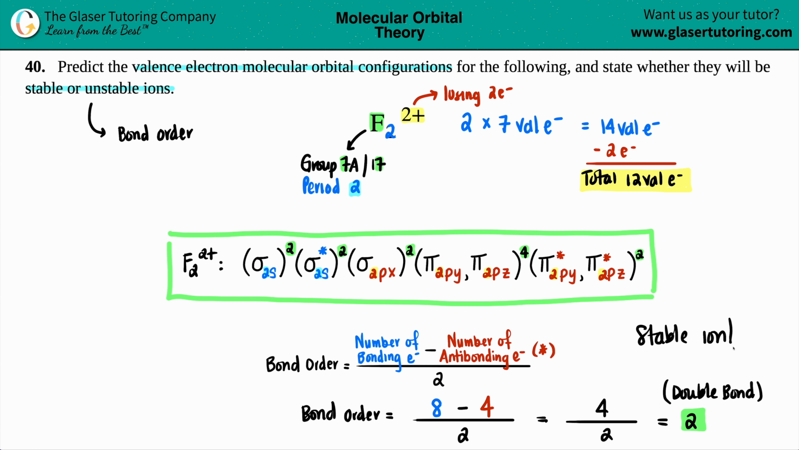Just to put it into perspective, what an unstable ion would look like is when you do find the bond order, you would get a bond order of 0. And if a bond order equals 0, that means that there was no bond made. And if there's no bond that's made, chances are it's pretty unstable. It's not going to bond. And that's the key here.